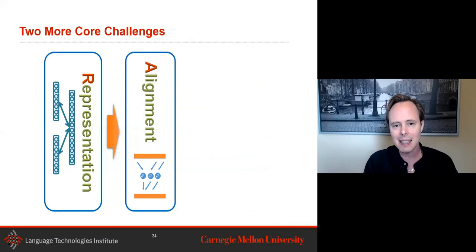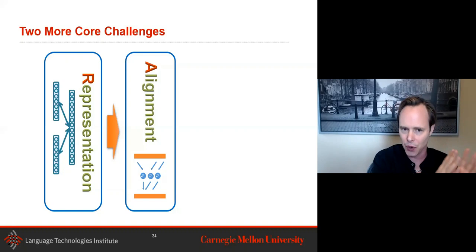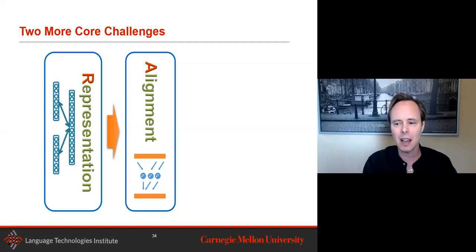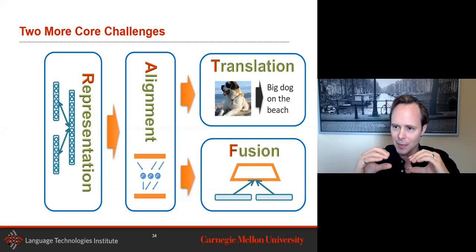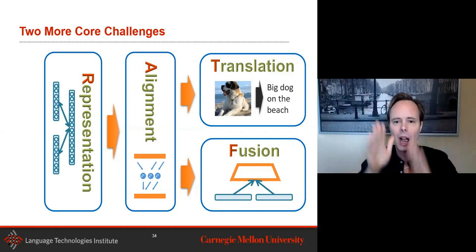So this is representation, and we will spend about 2 full weeks, 4 lectures, on representations. I think we have at least 2 lectures on alignment. These are very core aspects of the course. But from alignment, there's a branch. You almost always have representation, almost always have alignment, but then there's a branch: are you doing translation or are you doing fusion?